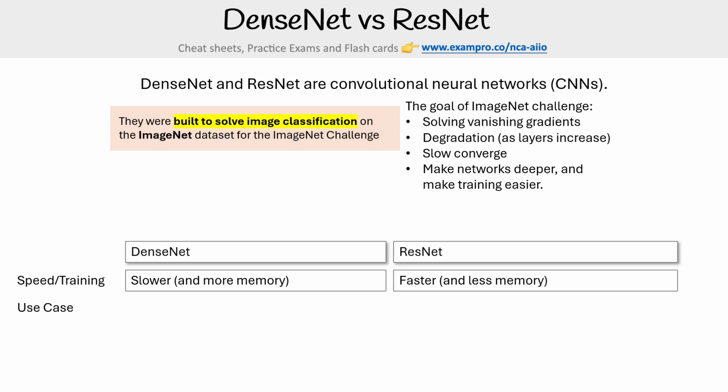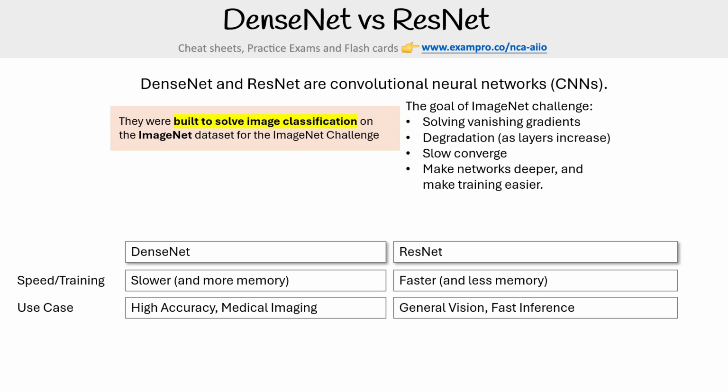The key difference is speed and training. ResNet is a lot faster to train and requires less memory, whereas DenseNet is slower. DenseNet is going to be a lot better for medical imaging or higher accuracy. ResNet's going to be for general vision and faster inference. These things can run on pretty lower tech, but there's a lot to unpack here with these two.